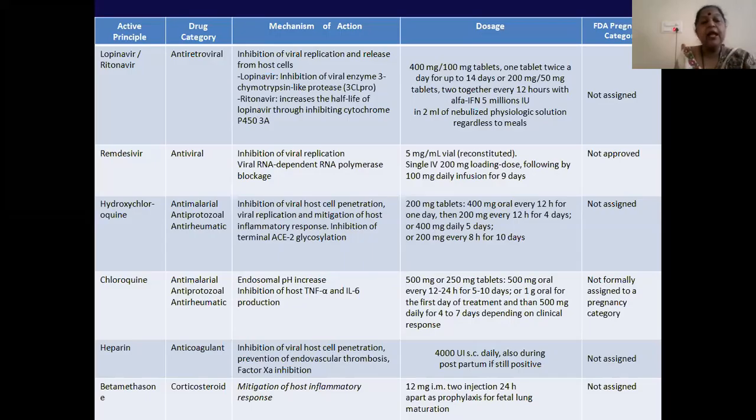See, so many antivirals are there, then hydroxychloroquine, which is also an immunomodulator. Chloroquine is used for malaria, then heparin, betamethasone. These are the drugs commonly used for COVID-19 in pregnancy. The FDA category for these antivirals is still not assigned, but you should know the dosages, and here also the benefit outweighs the risk.